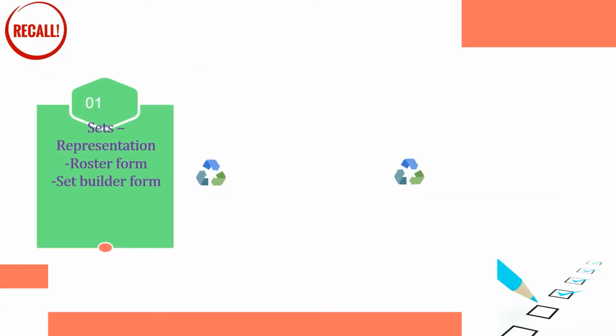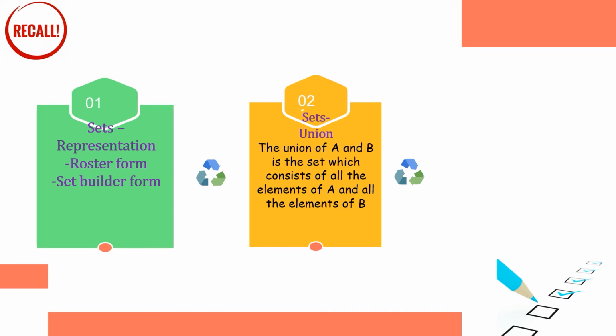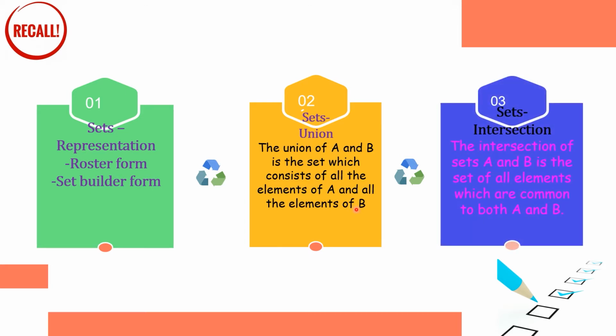Let's quickly recall our previous class. We started with sets and their representation. One was roster form, the other was set builder form, and we started with the operations. Initially it was union, the collection of all elements from the two sets given to you, set A and set B, without repetition. And we saw intersection of two sets, the collection of the elements which are common to both sets. Now let's start with the third operation, which is difference of sets.